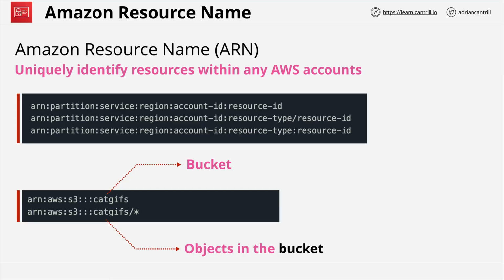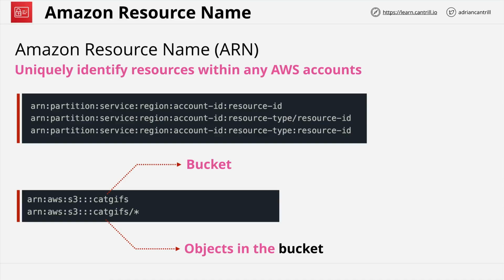So the first field is the partition, and this is the partition that the resource is in. For standard AWS regions, the partition is AWS. If you have resources in other partitions, the partition is AWS-partition name. This is almost never anything but AWS, but for example, if you do have resources in the China-Beijing region, then this is AWS-CN. The next part is service, and this is the service namespace that identifies the AWS product.